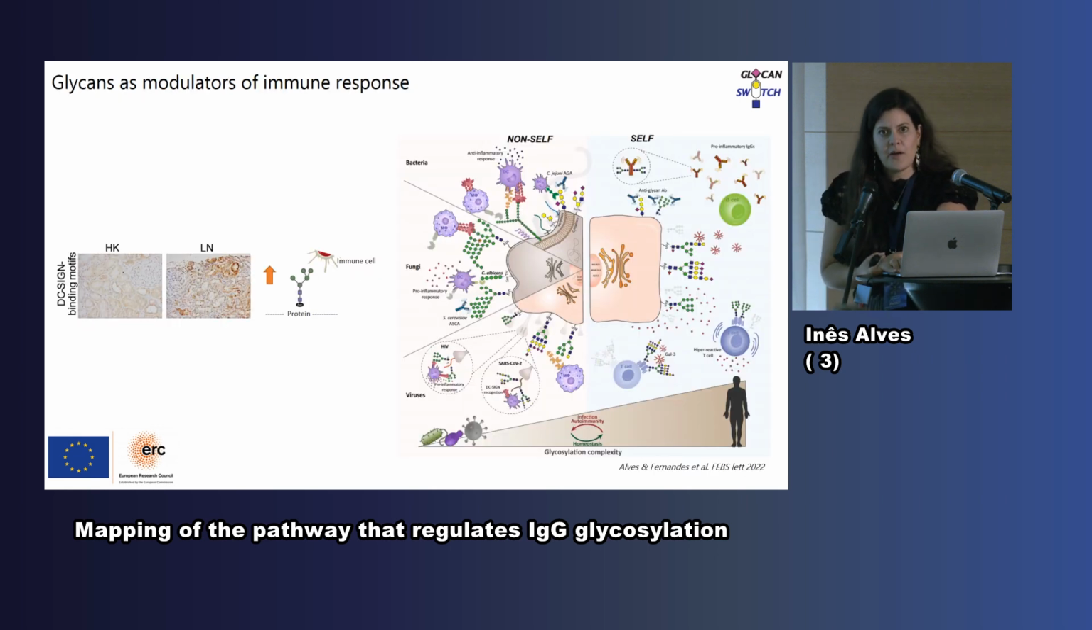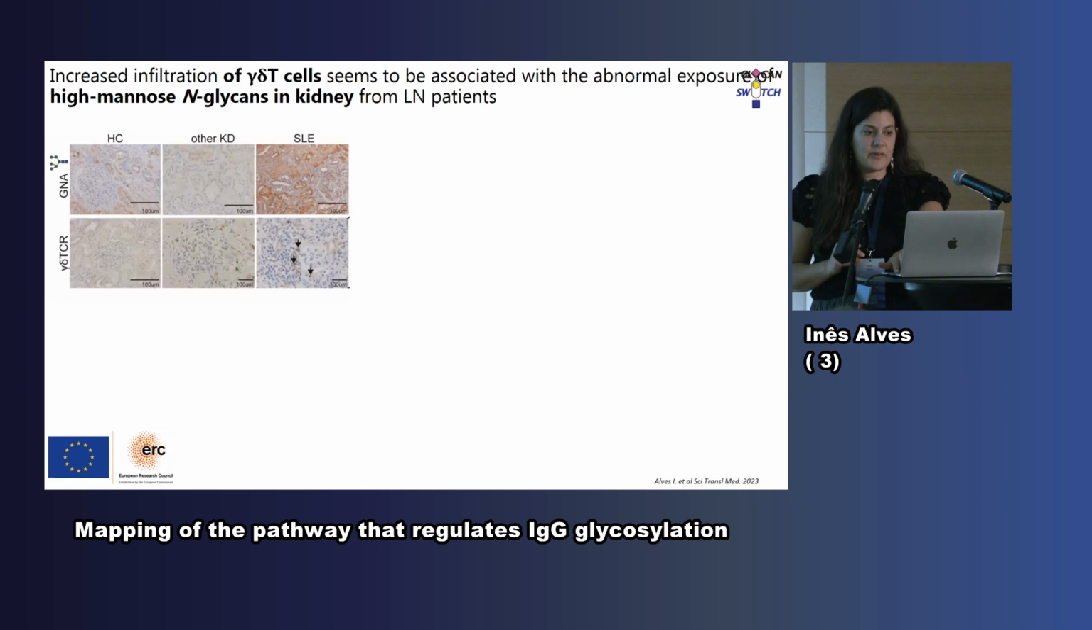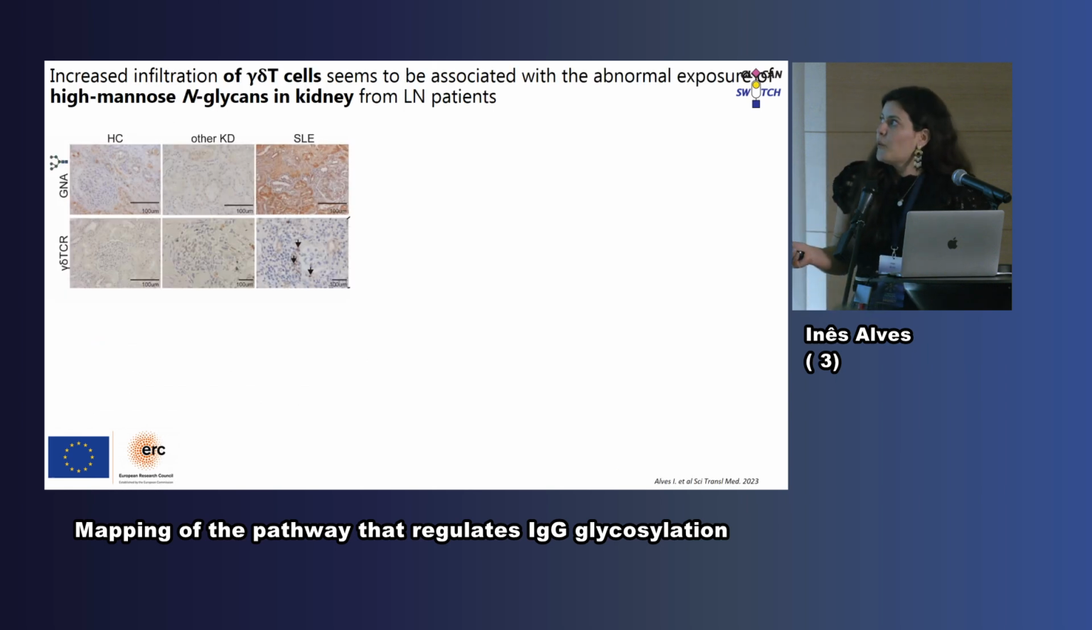So we characterized this glycosignature from the kidney of the patients, but we also wanted to understand if this signature, this glycan, could potentially be triggering an immune response contributing to the pathogenesis of lupus disease. We saw that associated with this glycan signature that you can see here, this is kidney from lupus nephritis patients and this is kidney from other kidney diseases, we saw an accumulation of a specific subset of T cells.